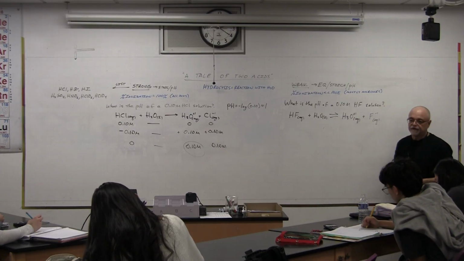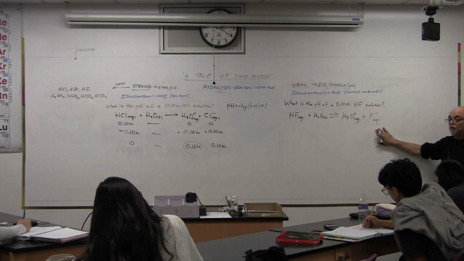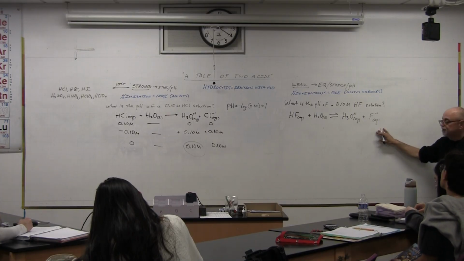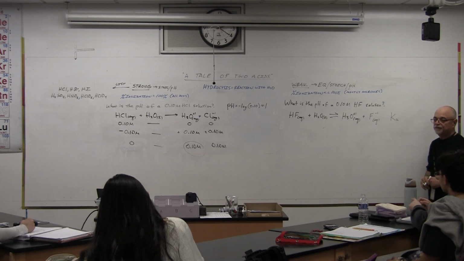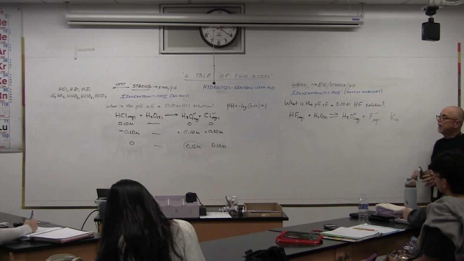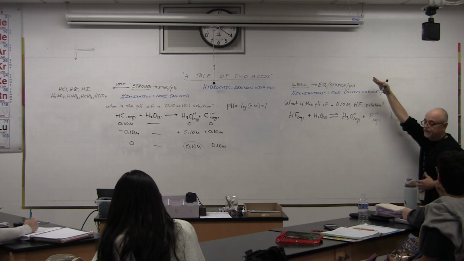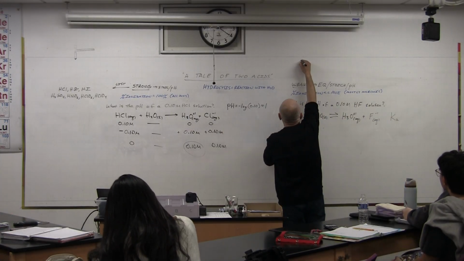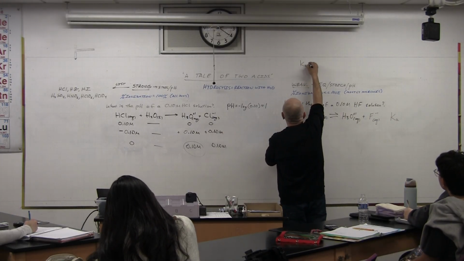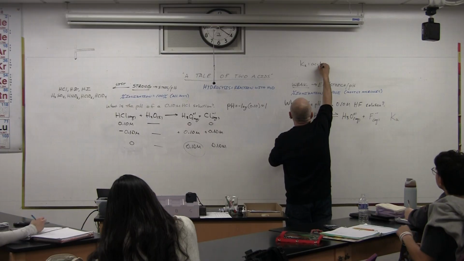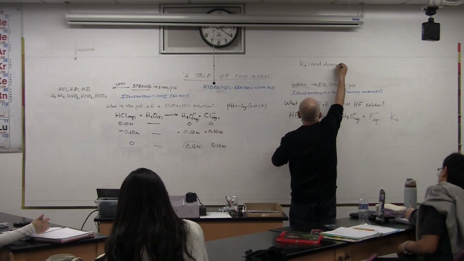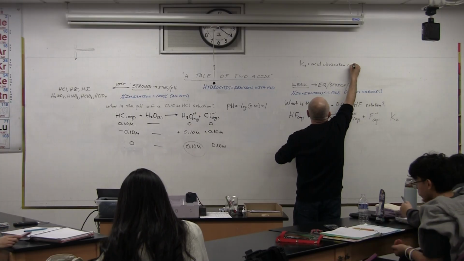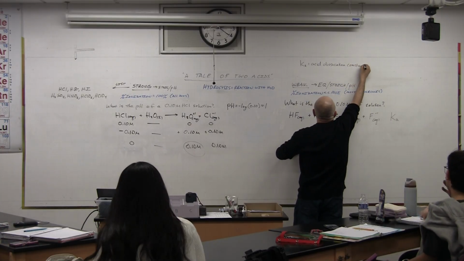Here's one of the big differences. We can't solve this problem without one more important piece of information, the equilibrium constant, which we label Ka. A couple notes about Ka, which I'll put above here just for space-saving purposes. Ka is equal to the acid dissociation constant.